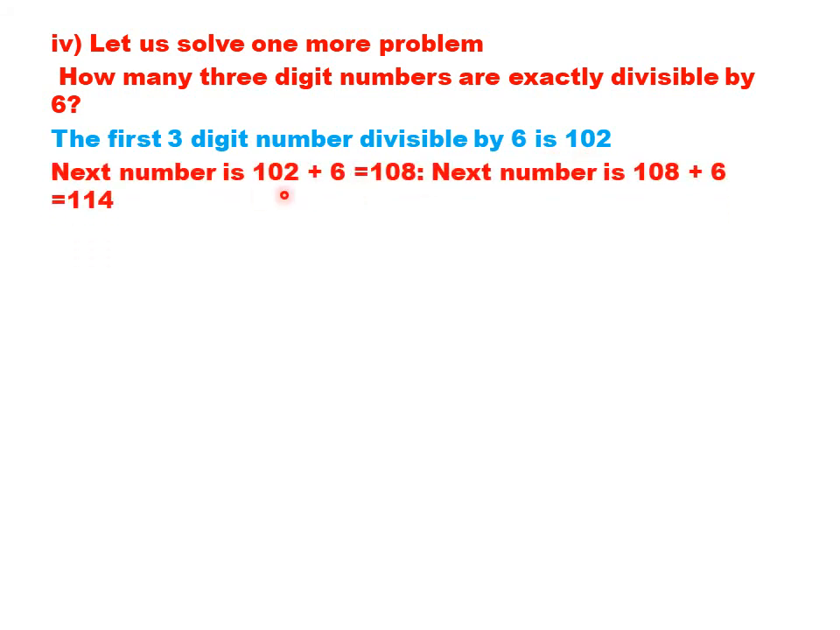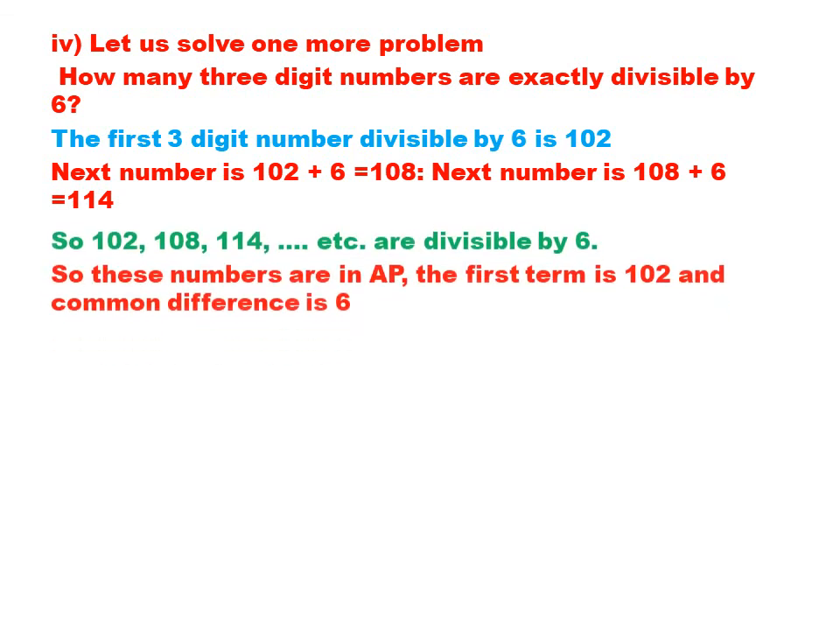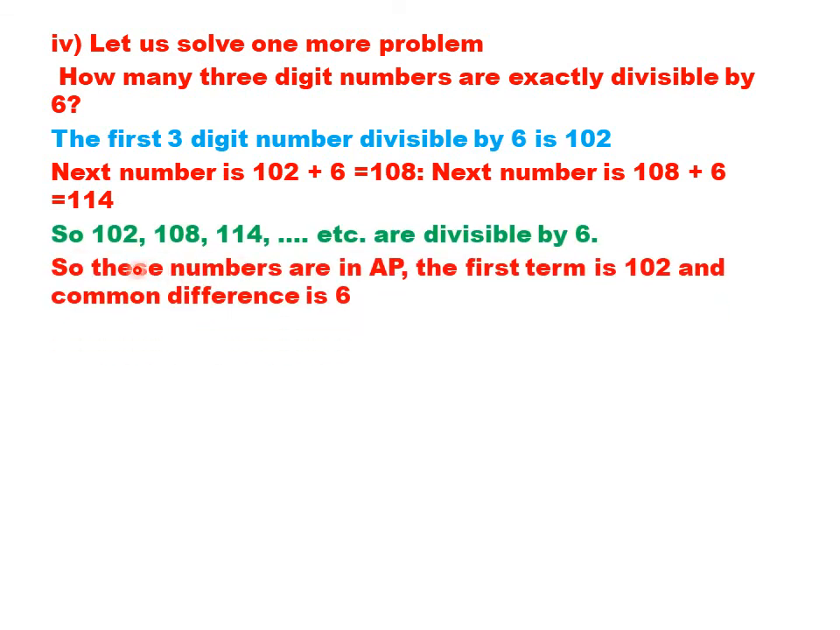The next number which is divisible by 6 will be 102 plus 6, that is 108. The next number will be 108 plus 6, that is equal to 114. So we are getting a series of numbers 102, 108, 114, etc. These are all divisible by 6. So these numbers are in AP. Here the first term is 102 and the common difference is 6.